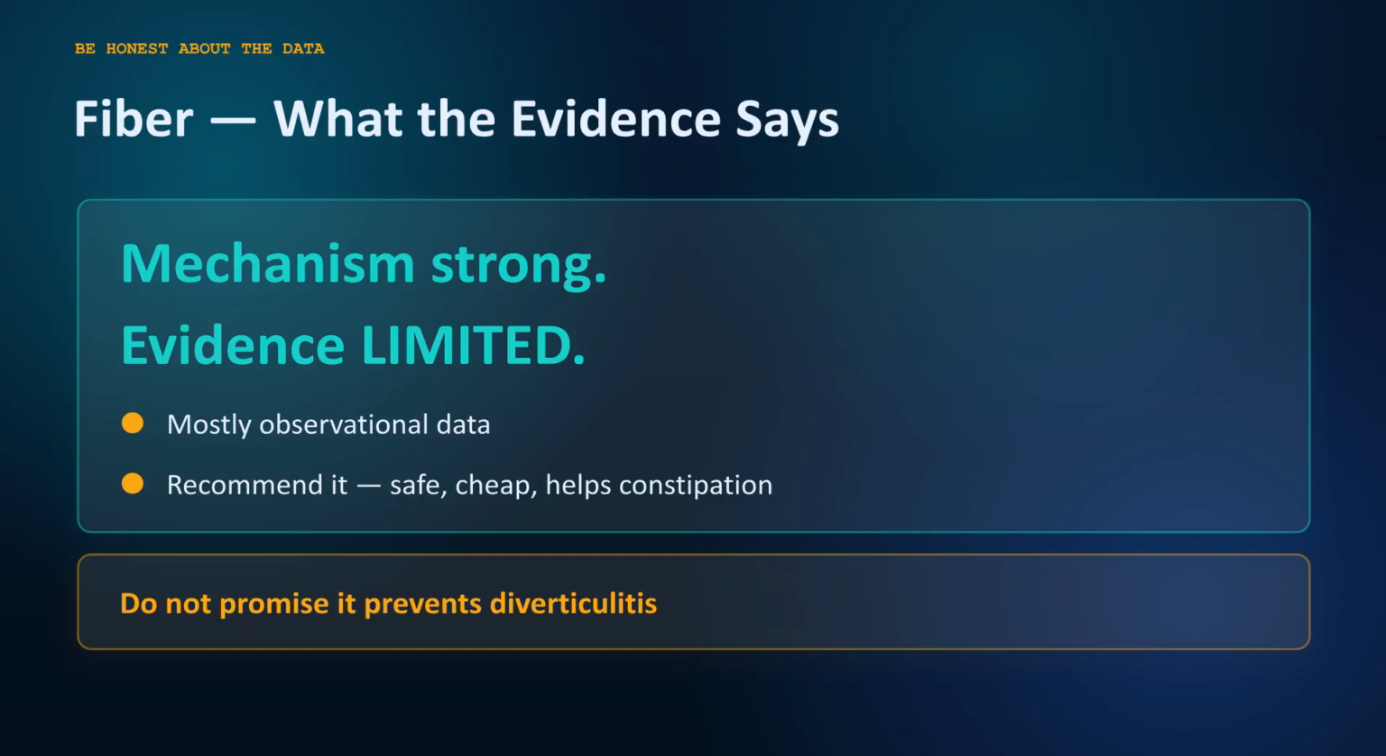So the reasonable position is this. Recommend fiber because it is safe, it is cheap, it treats his constipation, and it has clear benefits well beyond the colon. But do not promise your patient that it will prevent diverticulitis. Recommend it honestly, so tell him what fiber will do for his bowels, and stay careful about what you promise for his colon.